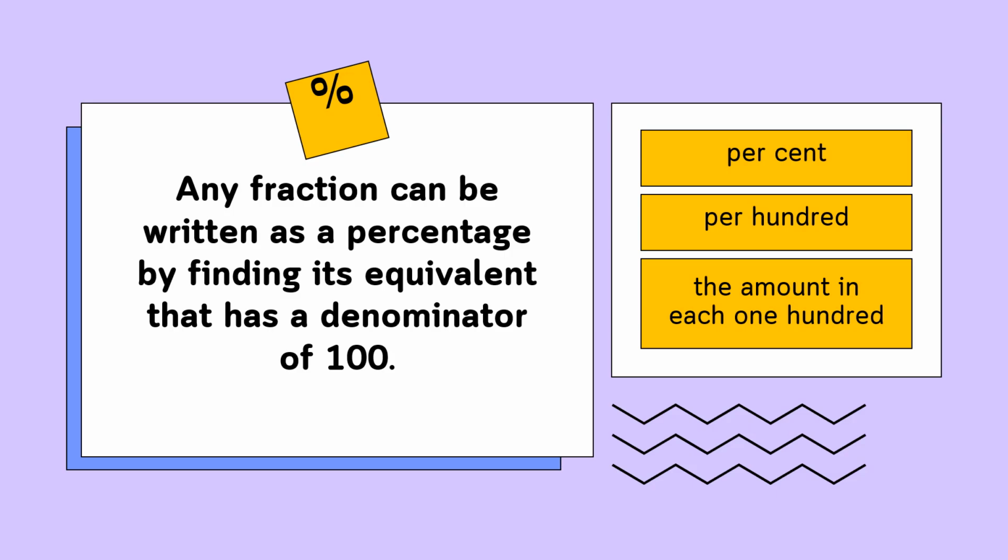Now, any fraction can be written as a percentage by finding its equivalent that has a denominator of 100. Please bear that in mind. Percentage means percent. Think of it: per means out of, right? And cent means 100. So percent is per 100, the amount in each 100.